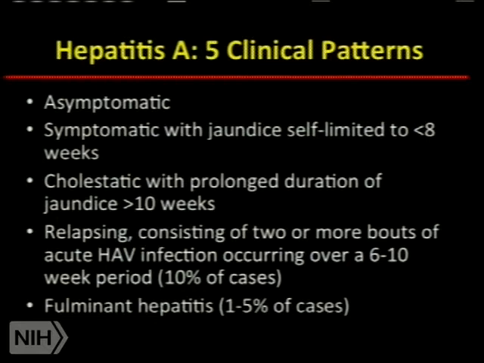consisting of two or more bouts of acute hepatitis A infection occurring over a 6 to 10 week period. This occurs in about 10% of individuals. Notably, the second bout of infection is usually milder compared to the first episode. It's unclear what causes this variable presentation, whether it is related to different genotypes or host response to the virus. It really hasn't been researched very well because it's not a common presentation. And then finally, fulminant hepatitis, which is a rare form occurring in about 1%, but less than 5% of cases.